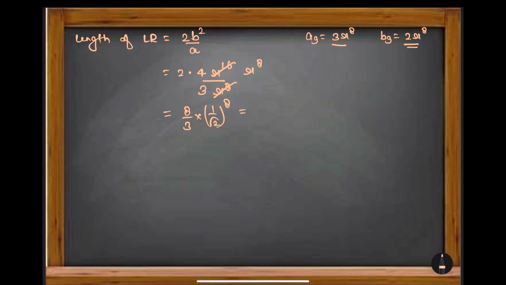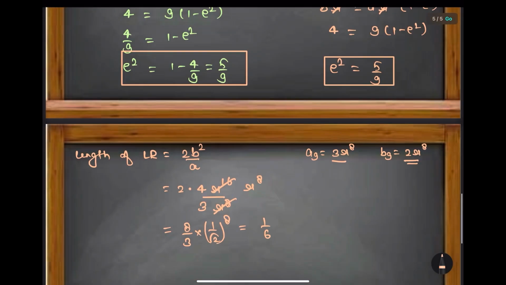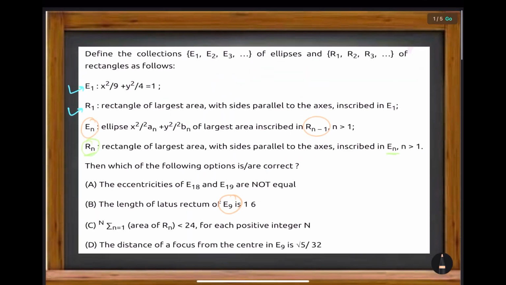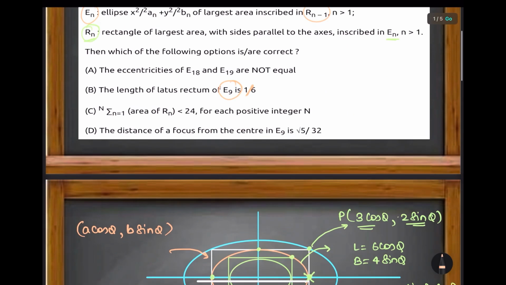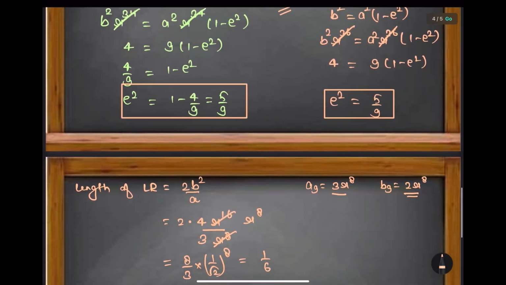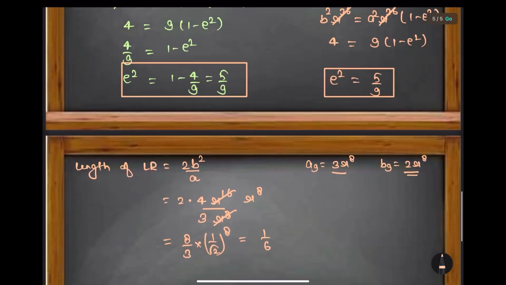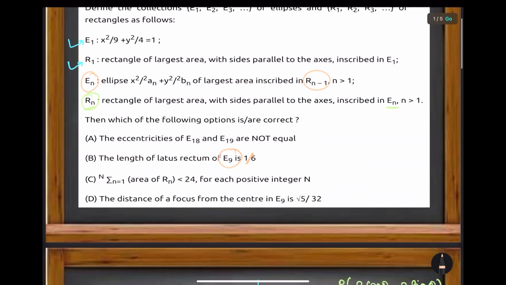So after simplification, if you proceed, 8 4, so it is 16. So 1 by 6 we will have. The length of latus rectum we got is 1 by 6, but over there it was given 1 6. So it has a misprint. It must be 1 by 6, and we also got the same thing, 1 by 6, correct? So we will mark this option as the correct one.